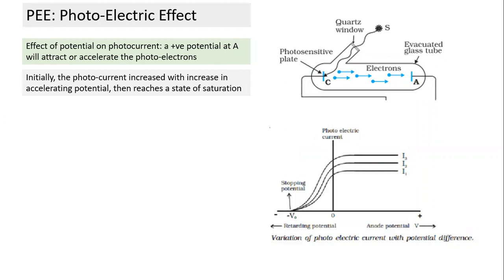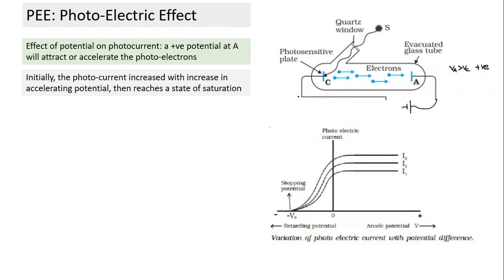So the effect of potential on photocurrent, and we take positive potential at A. So when VA is greater than VC, that's called positive potential. That's the sign convention we are using. So if I have a DC battery and I connect it like this, it's a positive potential. Other way around, it will become negative potential. We'll study both one by one.